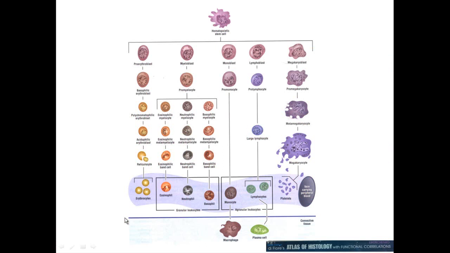When we look at the process of hematopoiesis, we have proerythroblasts and down a series of basophilic, polychromatic, and then orthochromatic erythroblasts, and then finally reticulocyte, and then erythrocyte is what's released.